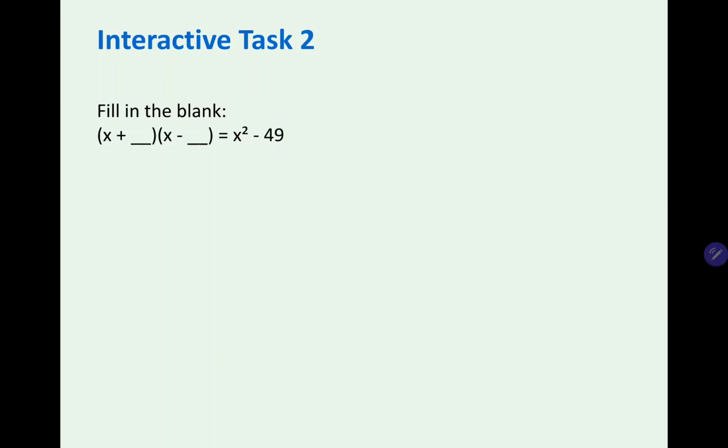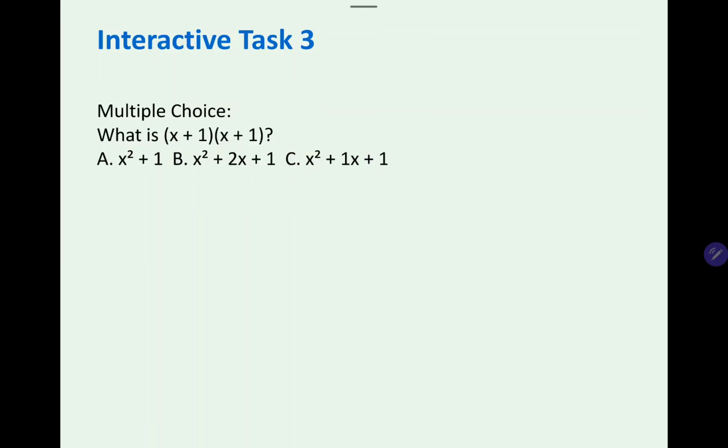I want you to fill in the blank in this. What would you add to x and subtract from x to give you x squared minus 49? Remember, let me give you a clue. Remember, this is a perfect square, and this is the same thing as x minus 7 times x plus 7, since 7 times 7 is 49. So x squared minus 7 squared. So I'll leave it like that. You show me what you have.